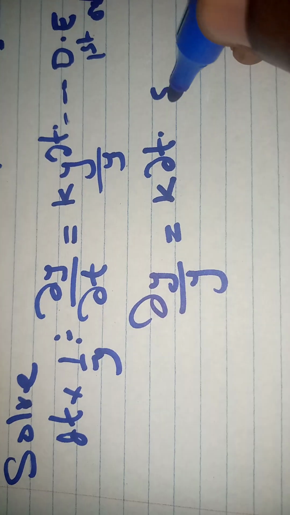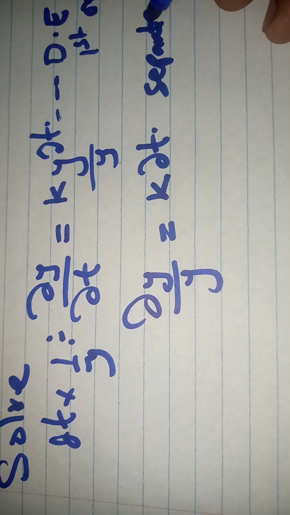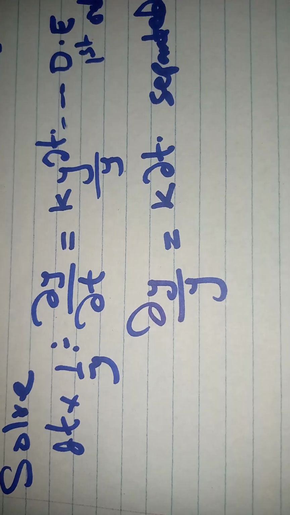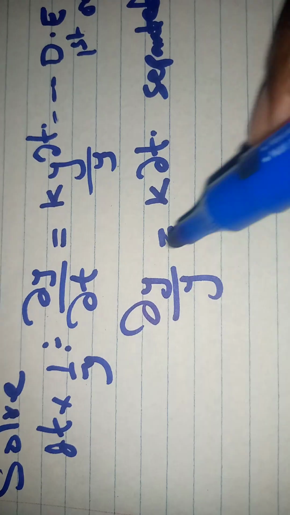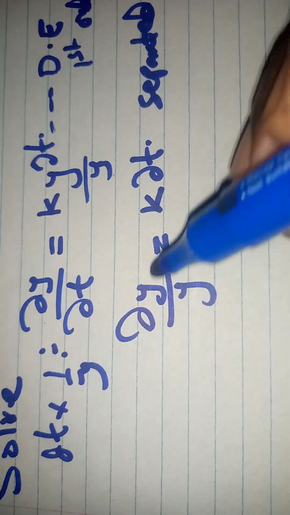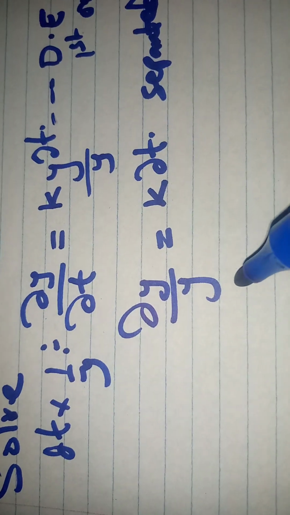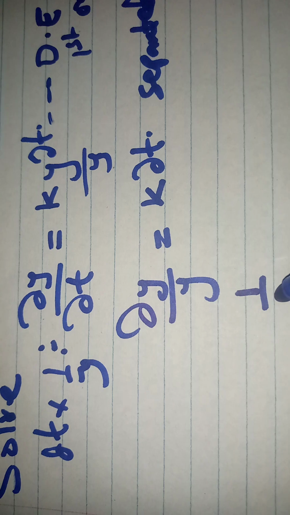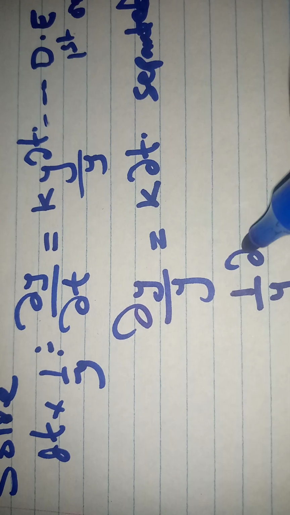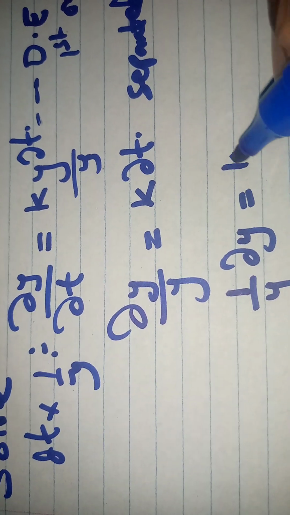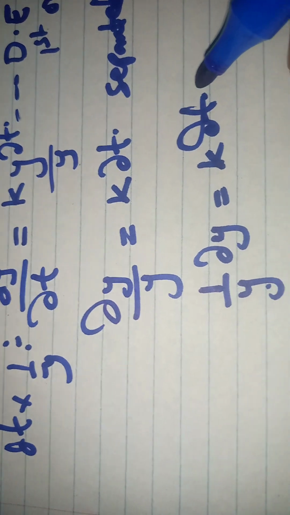Nice. I've separated the t and y together. So this equation, dy over y, can also be written as 1 over y dy is equal to k dt.